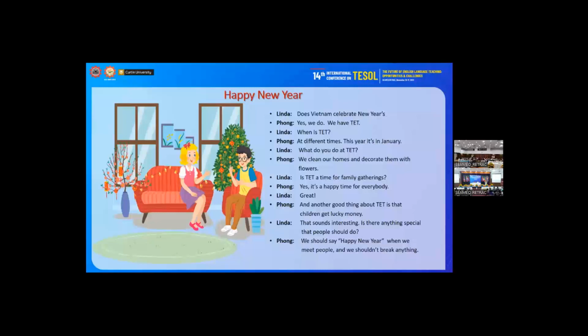So let's have the women read Linda and the men read Fung. Let's go. Go ahead, men. Or Linda, you start. Let's do it again. Does Vietnam celebrate New Year's? Fung. Yes, we do. The men. Yes, we do. Okay, Linda.